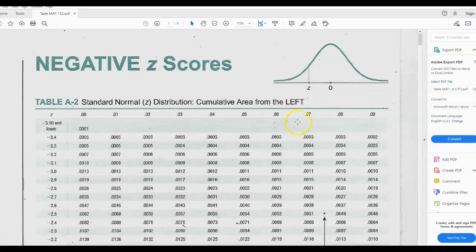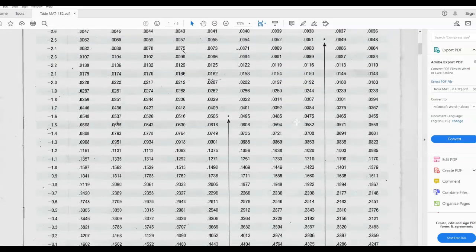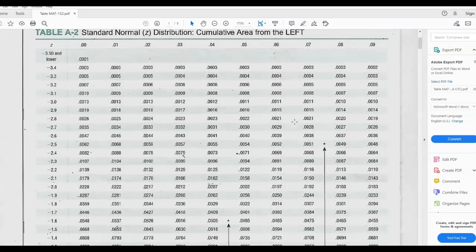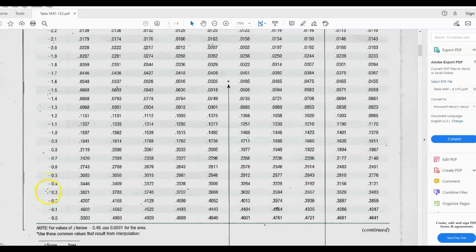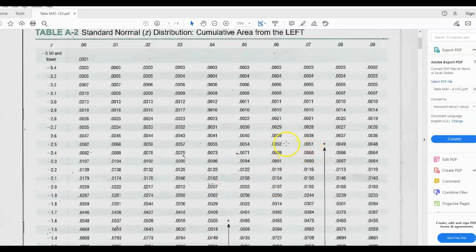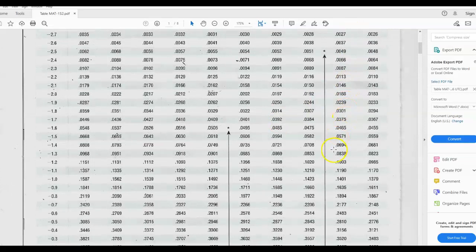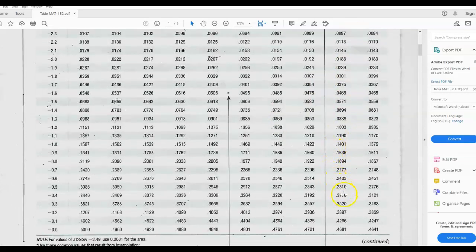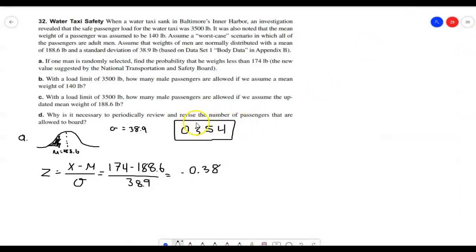So that's good. So now I'm going to go to negative 0.38. So negative 0.3, and then I go to the 8 column, which is right here. And if you go all the way down to negative 0.38, you get 0.352, and you will notice that that is very close to the answer that we had before.